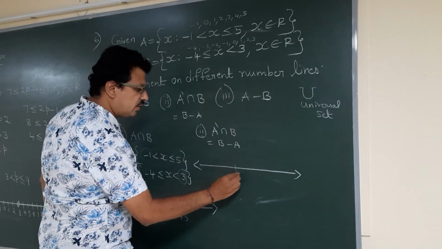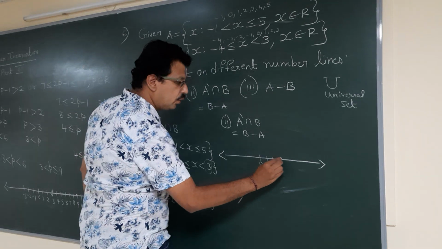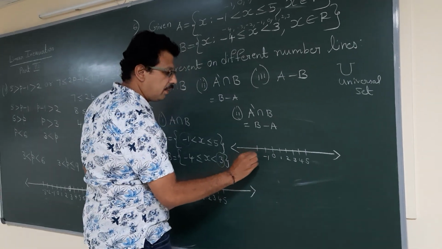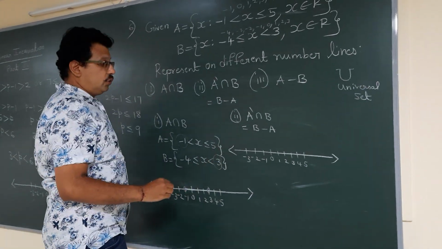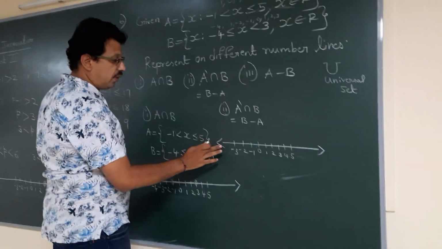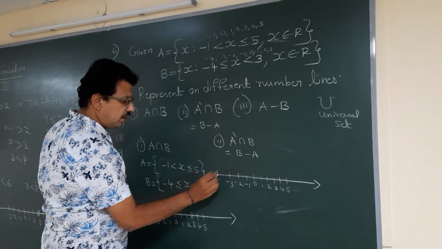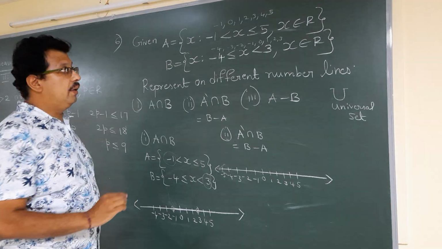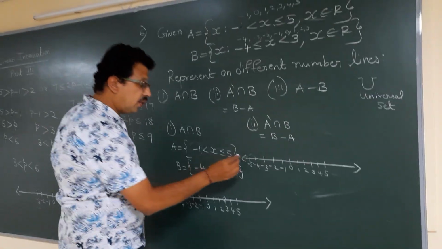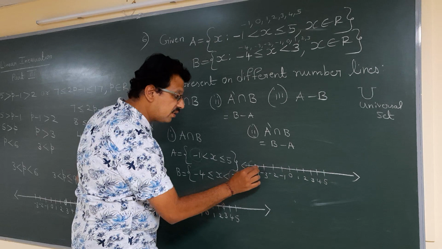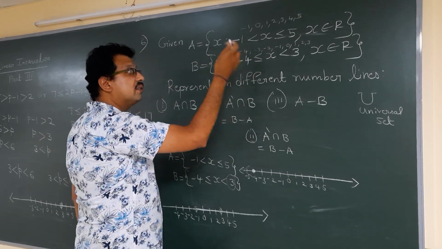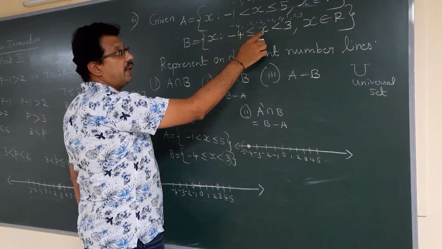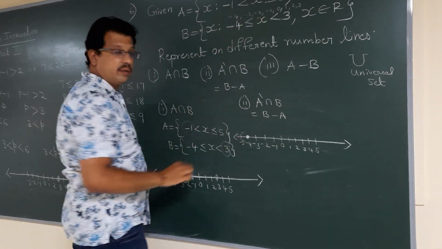So it is 0, 1, 2, 3, 4, 5, minus 1, minus 2, minus 3, and still it is minus 4. So I have to go a little bit further: minus 4, minus 5. One extra number I should take. So at minus 4 I should darken the circle because minus 4 is included. Minus 4 less than or equal to x means I should include this minus 4 here.